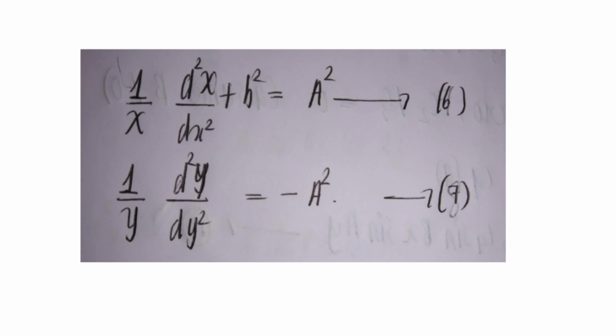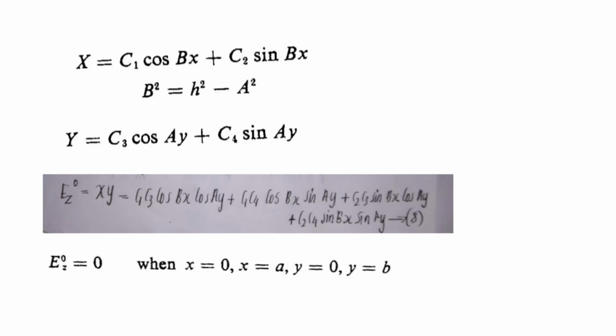The equation equates a function of x alone to a function of y alone. Therefore, (1/X) d²X/dx² + h² = a². Here we equate with some constant. And (1/Y) d²Y/dy² = −a². The solution of equation 6 is X = c1 cos bx + c2 sin bx, where b² = h² − a².